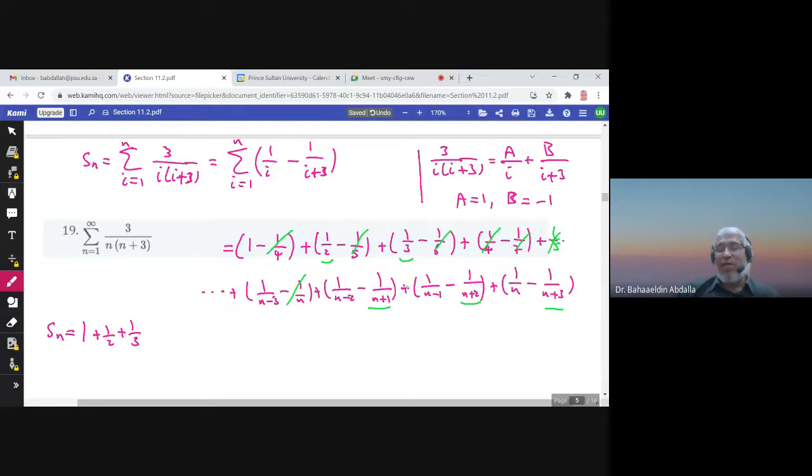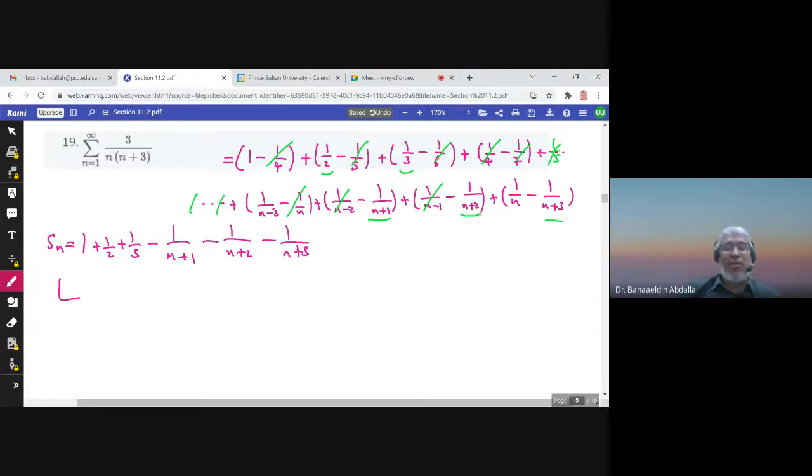Okay? So the second term is always cancelled. So 1 over n minus 1 would be cancelled with the term here. And this one would be cancelled with the term here. So Sn would be, these three will remain. So I have negative 1 over n plus 1, negative 1 over n plus 2, negative 1 over n plus 3.